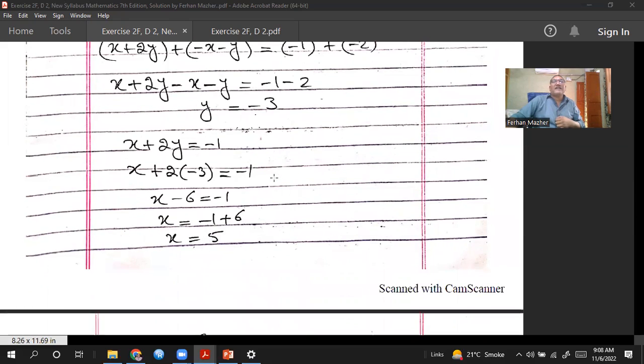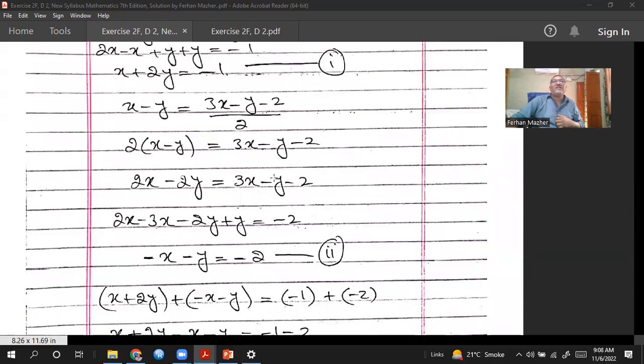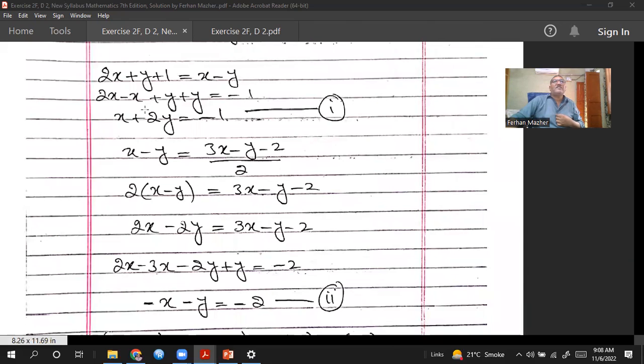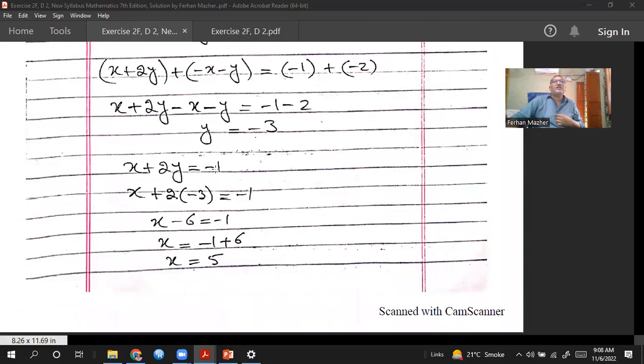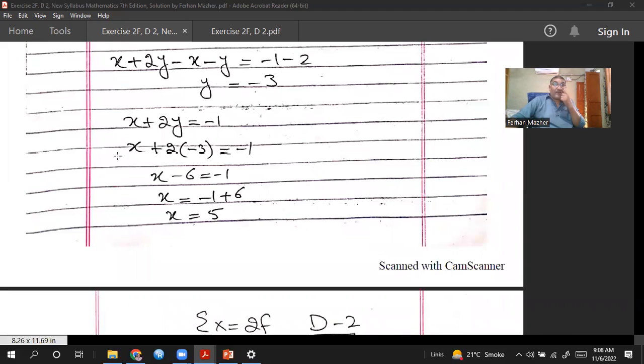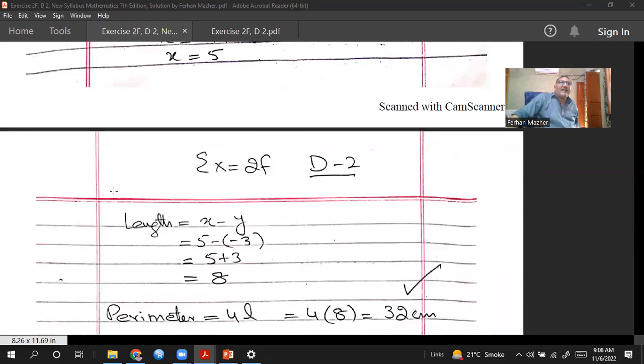Now the value of x I can find by putting this y value in the first equation. The first equation is here, you can see. So x plus 2y equals minus 1. So x plus 2 into minus 3 equals minus 1. And that will be x minus 6 equals minus 1. So x will be equal to minus 1 plus 6, and x will be equal to 5. So now I have the values of x and y.